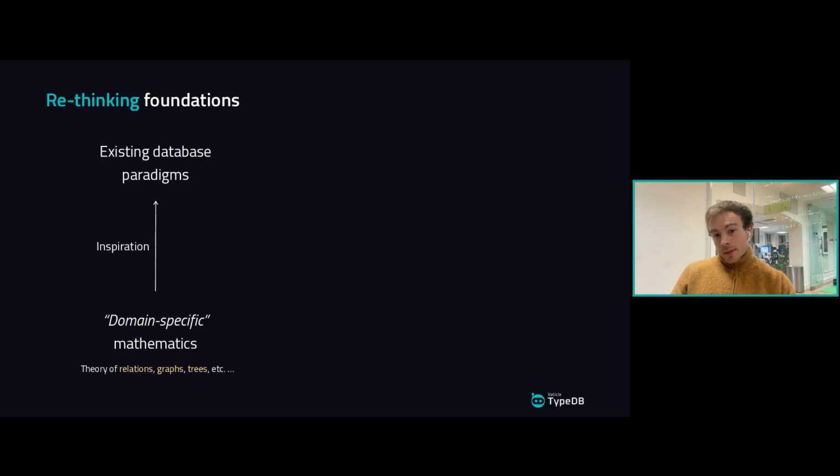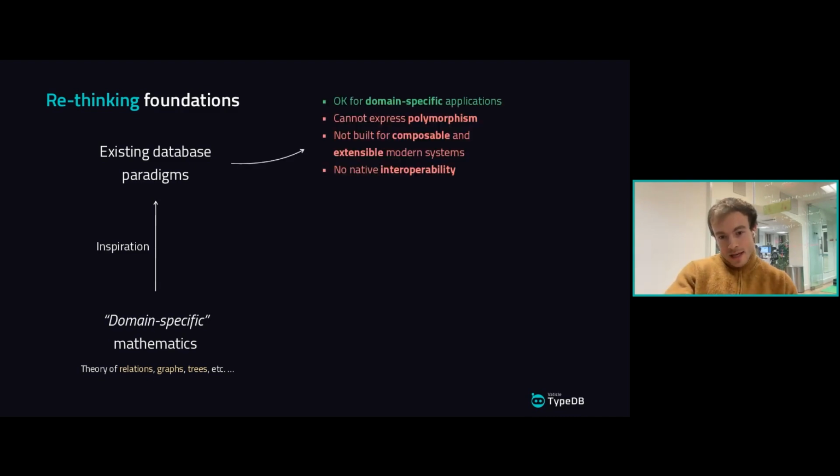For instance, domain-specific mathematical ideas like the theory of relations, the theory of graphs, of trees, and so on. And this means that they're very good at representing and at applying to domain-specific data, so data with a specific layout. But the moment your data goes beyond that layout, that blueprint, things get more complicated, as we've seen in the issues previously listed. There are many features in your data, like type polymorphisms, that cannot be natively expressed.